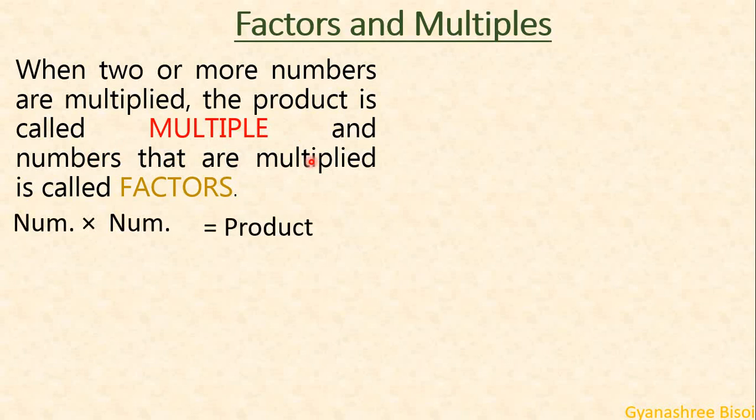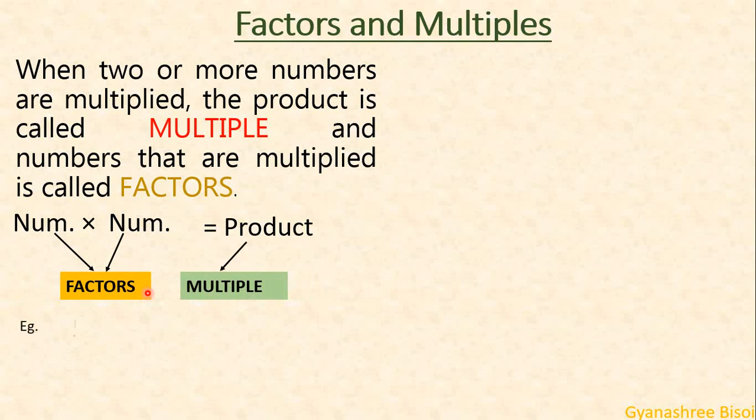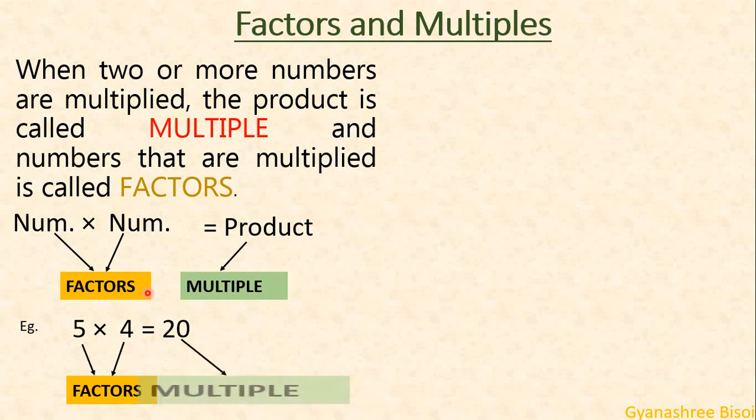Here I have taken two numbers. You can take many. These two numbers that are multiplied are called factors and the product is called a multiple. For example, 5 multiplied by 4 equals 20. So 5 and 4 are factors of 20 and 20 is the multiple of 4 and 5, right?